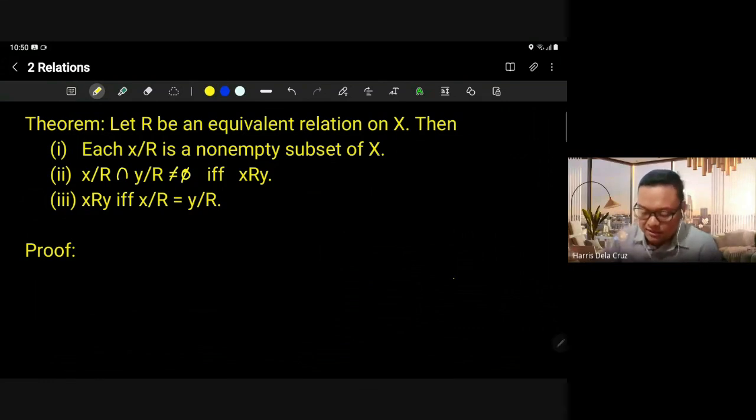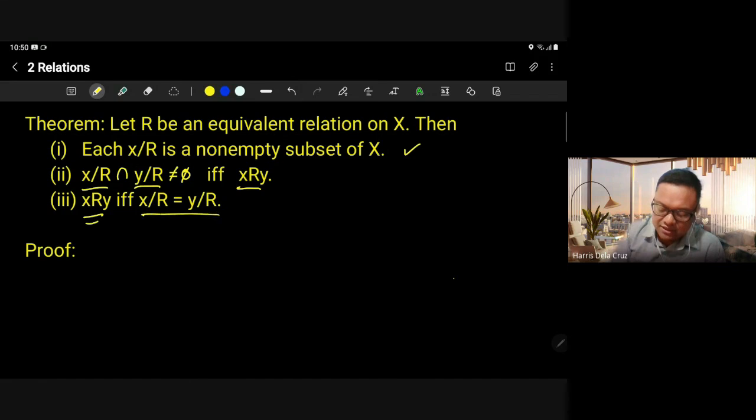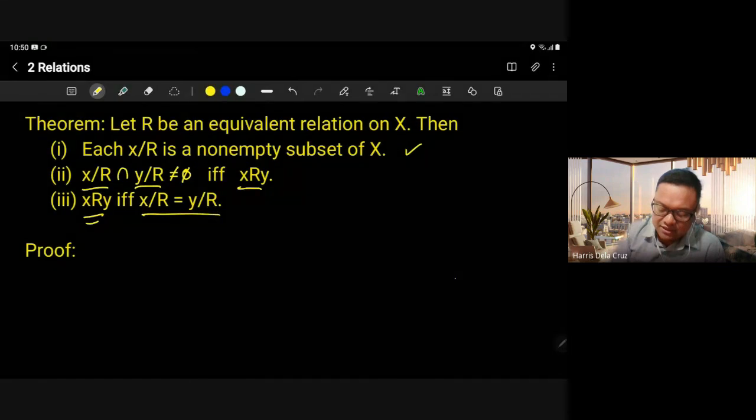Kada isang x over r, lagi siyang may laman. It's always non-empty. And pag yung dalawang equivalence class ay hindi empty ang intersection, meron siyang common element, automatic yung x at y related sa isa't isa, as shown nung 2 tsaka ng 23. And finally, pag ang x at y related sa isa't isa, ultimately, yung dalawang equivalence class, equal lang. Okay, so let's prove that.